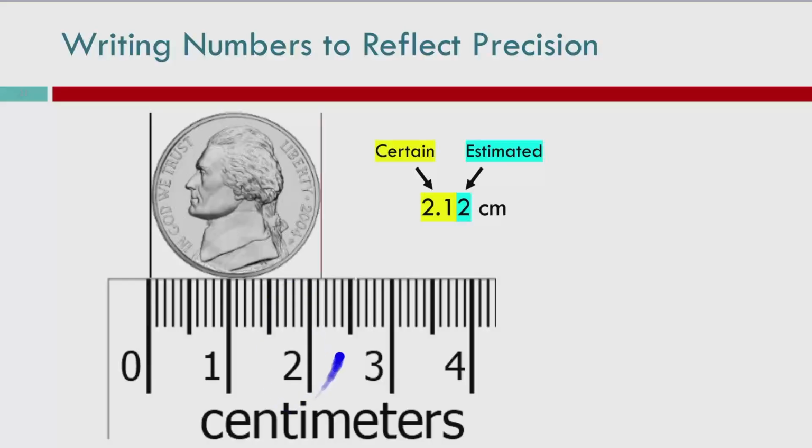So we are definitely past 2 centimeters, right? We're between 2 and 3 centimeters. So we're for sure past 2 centimeters. And then we've got subdivision markings.